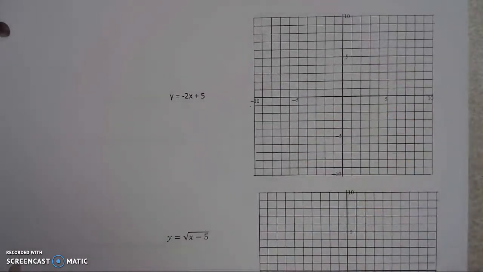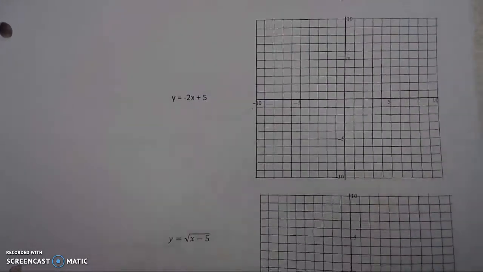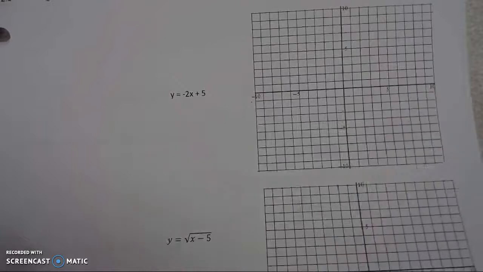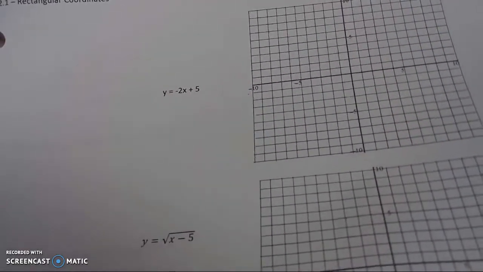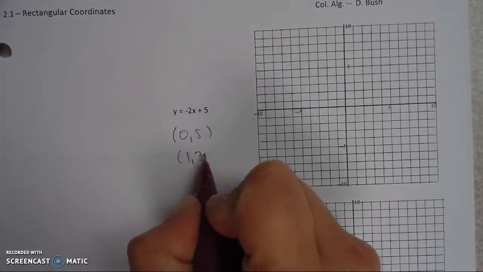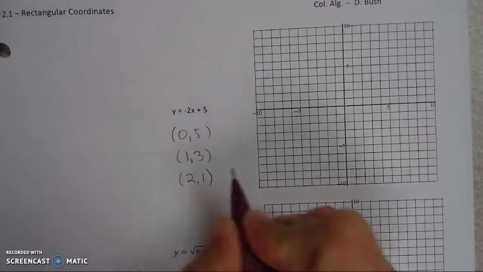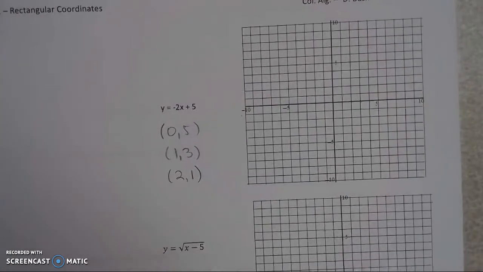Alright, so all these three equations that are on this page, we have already found the solutions for them. So back in the previous video, we were looking at the solutions. We found the solutions for y equals negative 2x plus 5 to be 0, 5, 1, 3, and 2, 1. So we found all three of those solutions by plugging in for one specific variable and solving for the remaining one.